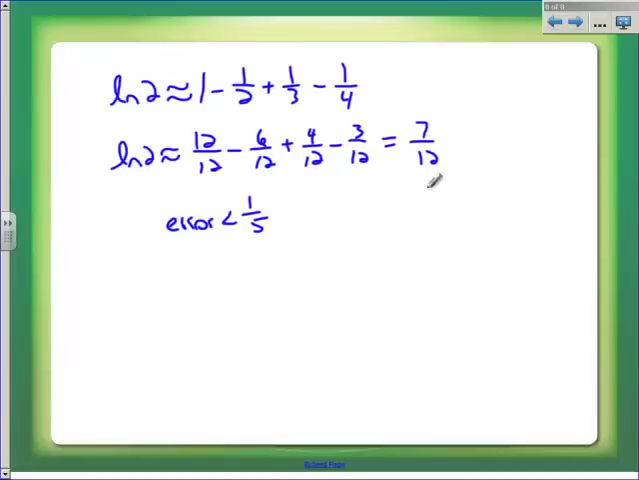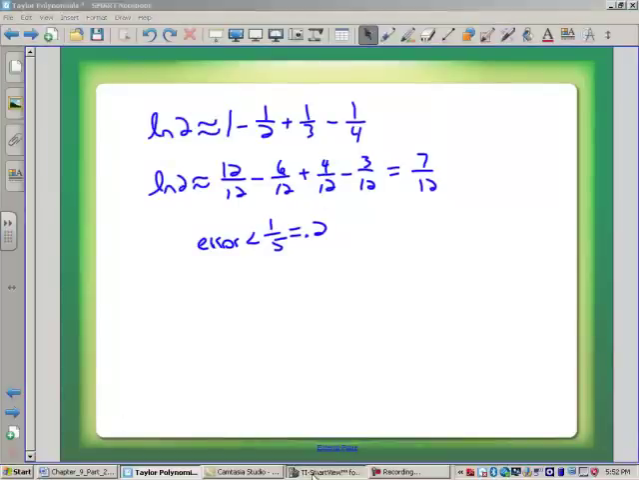So I know for a fact that the natural log of 2 is approximated by 7 twelfths, but I know that this answer, whatever it is on the calculator, will be no more than 0.2 away from the actual answer. Let's go take a look at it and see.